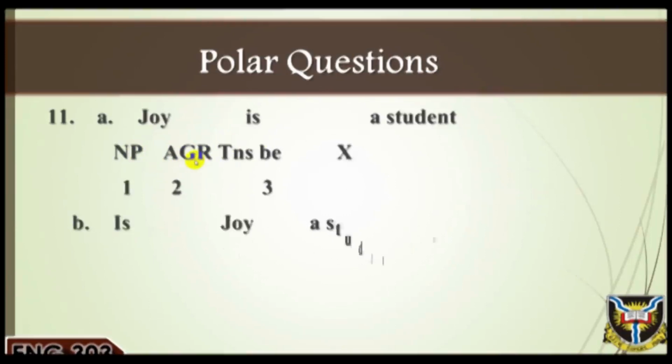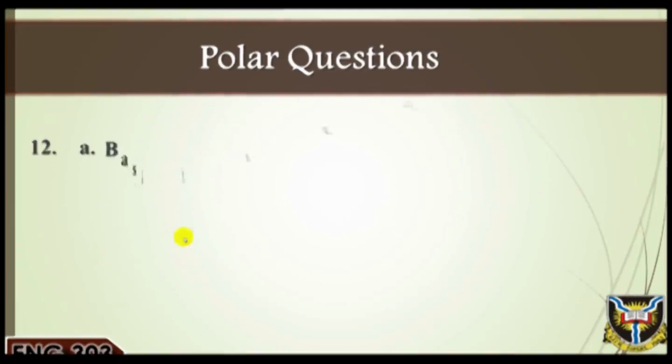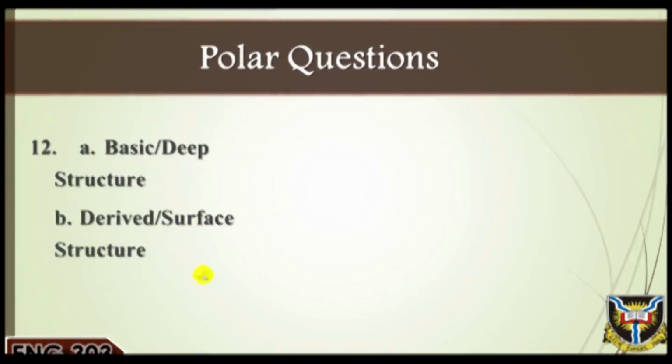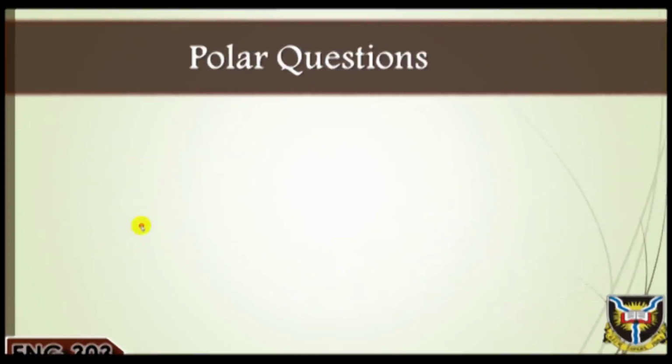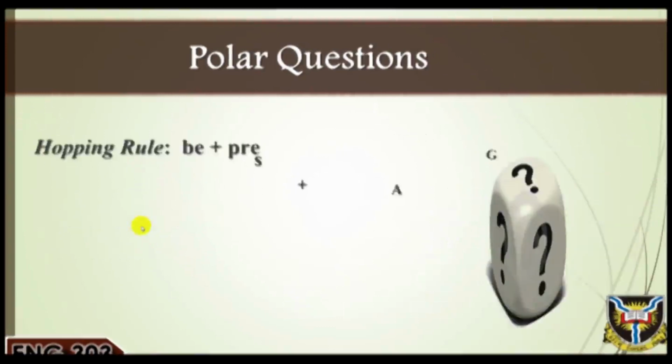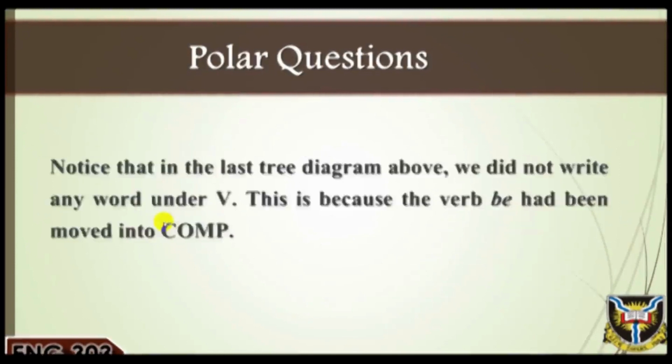A. Basic or deep structure. B. Derived or surface structure. Surface structure. Is Joy a student? Notice that in the last 3 diagrams above, we did not write any word under V. This is because the verb be had been moved into COMP.